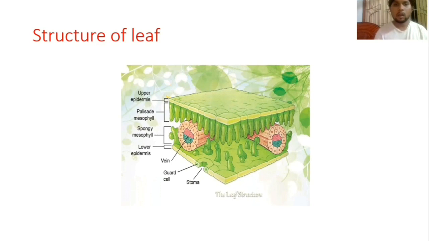This is the upper epidermis. From the upper epidermis, something is hanging, right? These are the palisade mesophyll cells, and this is the spongy mesophyll cell. We will see the upper epidermis first. The upper epidermis is coated with a waxy material. It is hydrophobic in nature and does not allow water to get inside.